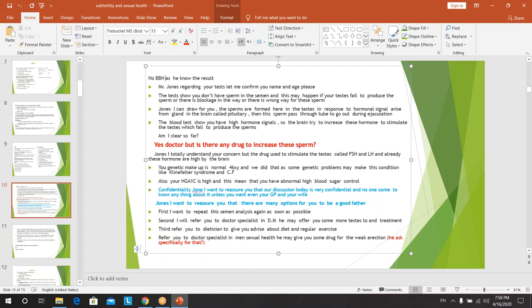The blood test shows that you have high hormonal signals, and so the brain tries to increase this hormone to stimulate the testes, which fail to produce the sperm. Am I clear so far? Doctor, yes, doctor, but is there any drug to increase my sperm?